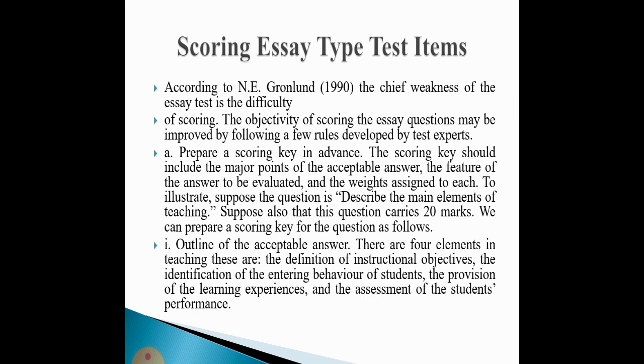सबसे बड़ी डिफिकल्टी वो स्कोरिंग की है। The objectivity of scoring the essay questions may be improved by following a few rules developed by test experts. टेस्ट एक्सपर्ट्स ने जो रूल्स दिए हैं उनको अगर फॉलो किया जाए तो ये स्कोरिंग जो है वो आप कर सकते हैं। नंबर 1, prepare a scoring key in advance. स्कोरिंग की वो आपने पहले बना लेनी है। The scoring key should include the major points of the acceptable answer.